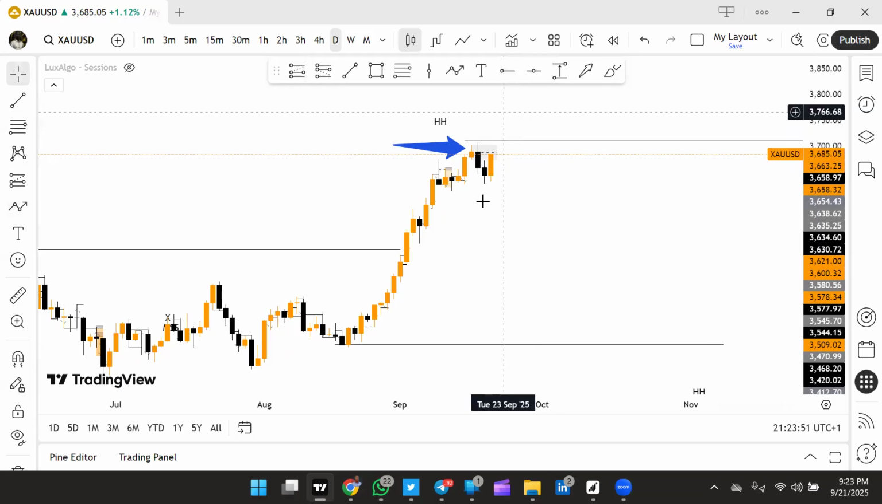So now on the daily time frame, there's not much information. What am I anticipating on the daily time frame? I'm anticipating price to give me a market structural shift around this zone. Are you getting it?